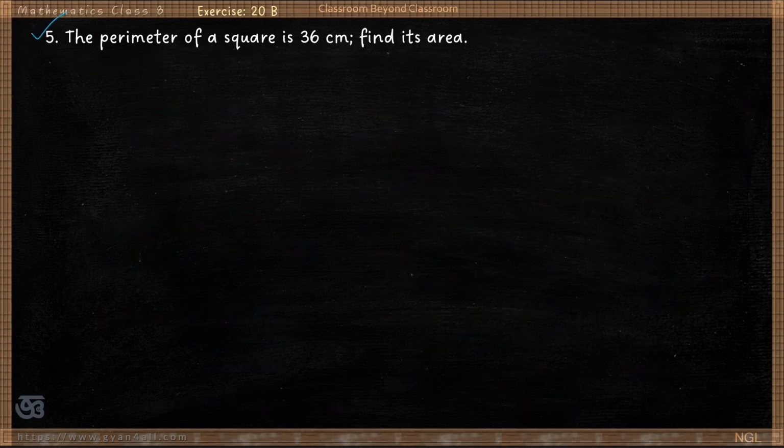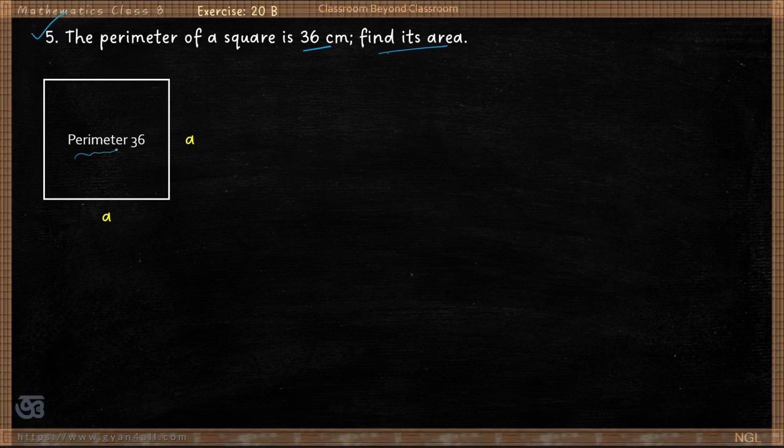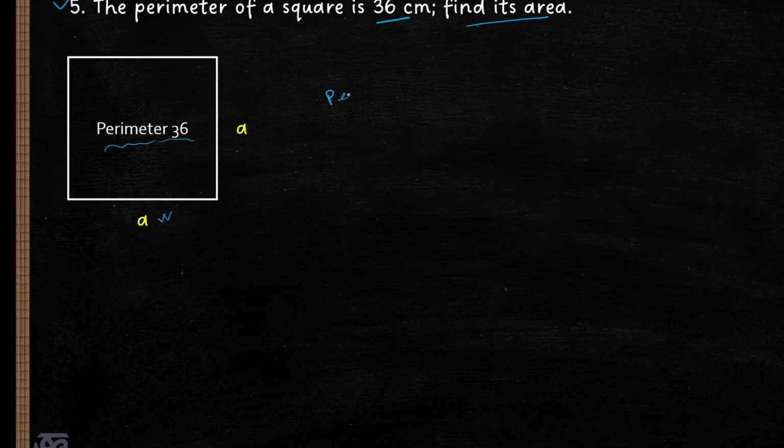Now question number 5. The perimeter of a square is 36 centimeter. Find its area. So this is a square of perimeter 36 centimeter. Perimeter of a square is equal to 4 multiplied by A. So perimeter is given. This is 36 centimeter. That is equal to 4 into A. Therefore A, the side of the square, is 36 centimeter divided by 4, and that is equal to 9 centimeter.